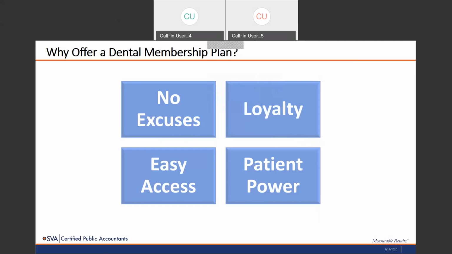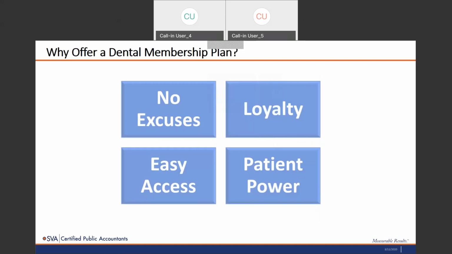These plans are really easy to access and easy for patients to sign up for. There's no sort of pre-approval process. There's not a big insurance application. They can't only get it through their employer like health insurance. It's really easy for them to come into your office, do the quick sign up, pay the fee, and be a part of your dental membership plan.